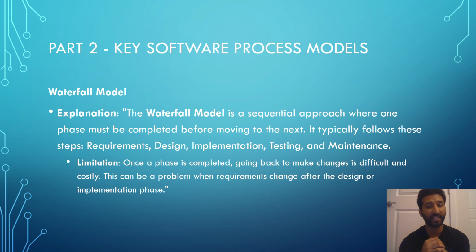Coming to the key software process models. The waterfall model is a sequential approach where one phase must be completed before moving to the next. It typically follows these steps: requirements, design and implementation, testing, and maintenance. Limitations: going back to change an earlier phase is difficult, and this can be a problem when requirements change after the design or implementation phase.